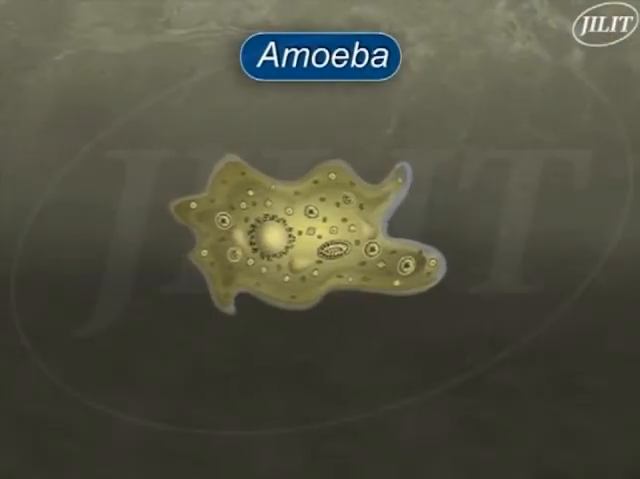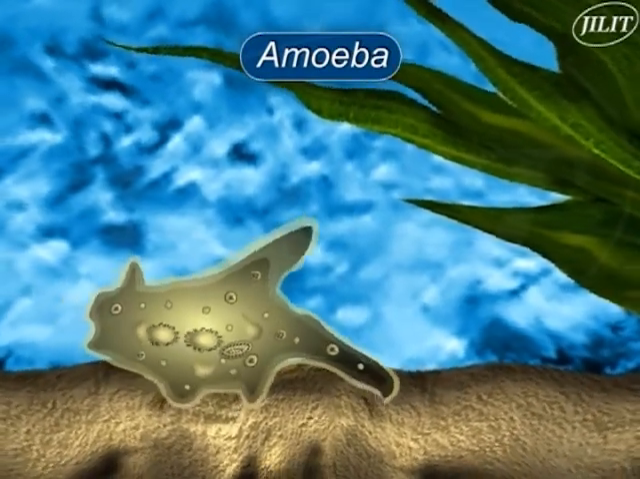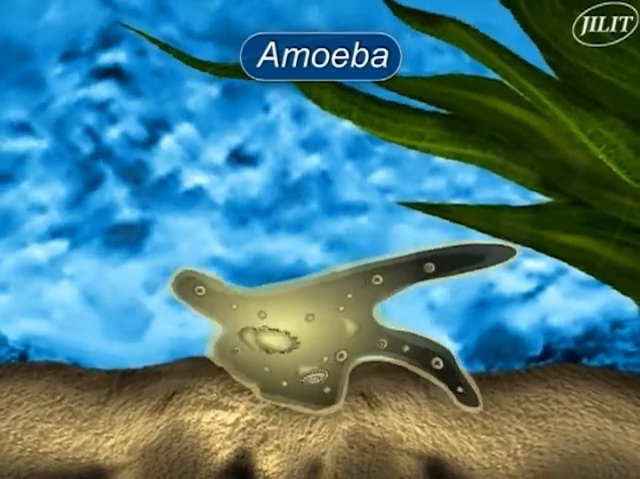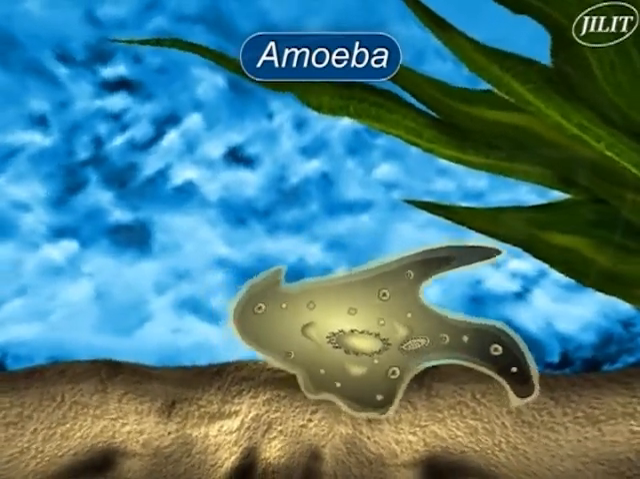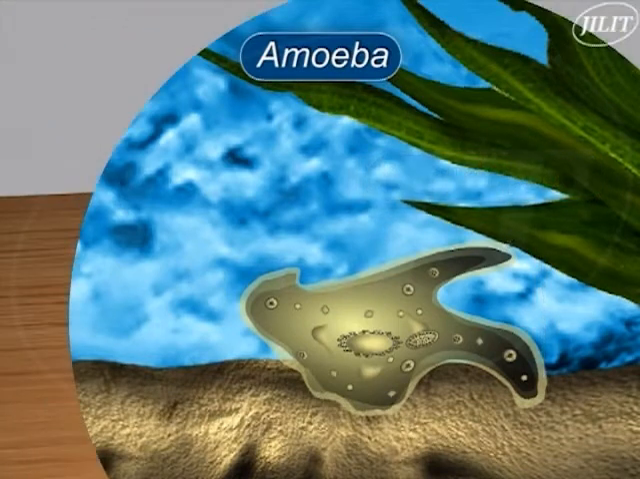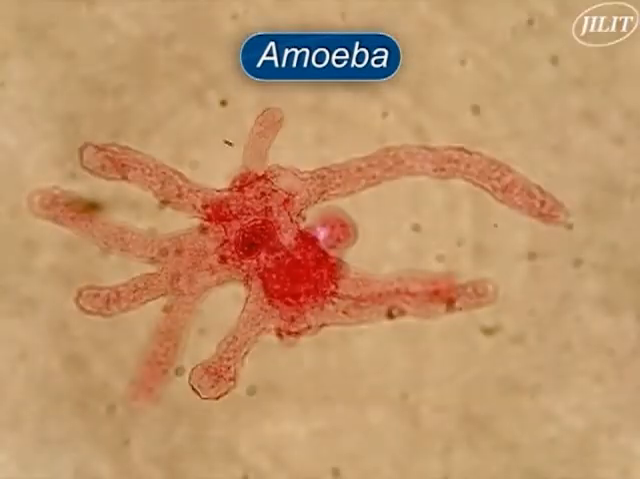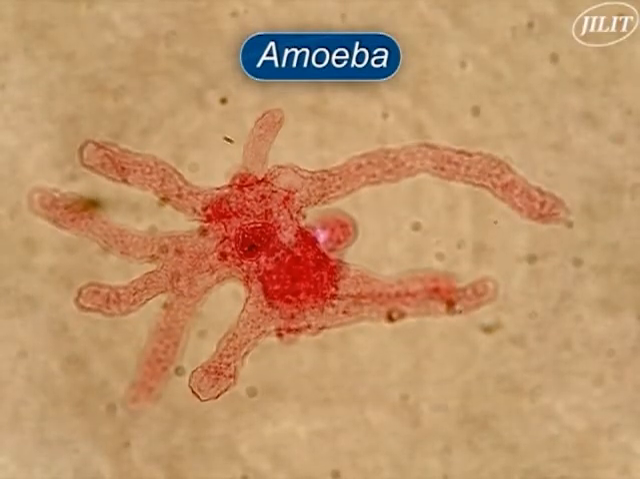An amoeba is a single-cell organism that does not have a fixed shape. It projects parts of its cell to create jelly-like tentacles called pseudopodia. This is how an amoeba looks when seen through a microscope.